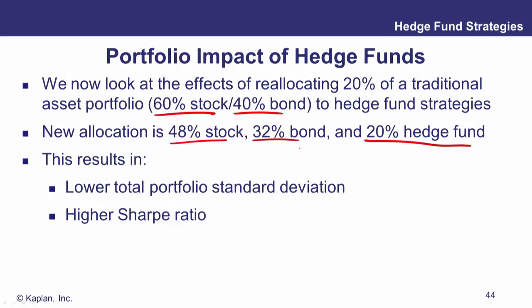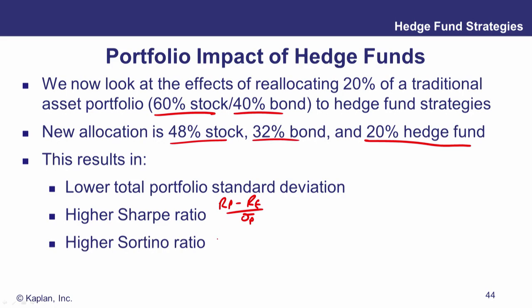A higher Sharpe ratio. Again, I'm sure you guys remember the Sharpe ratio, but just as a reminder, that's the return on our portfolio over and above the risk-free rate per unit of portfolio risk. So higher Sharpe ratios when we throw hedge funds into the mix. We even get higher Sortino ratios.